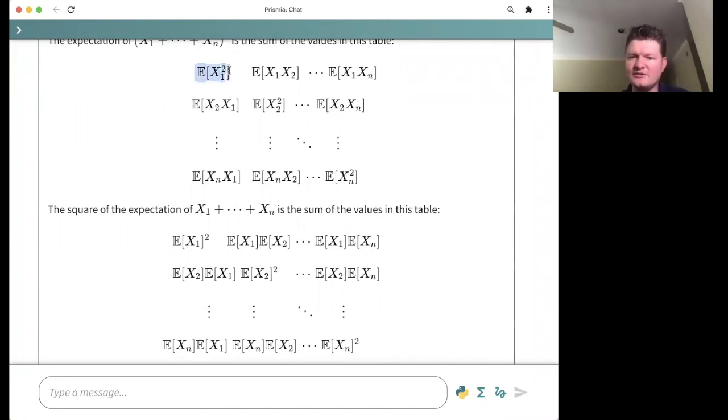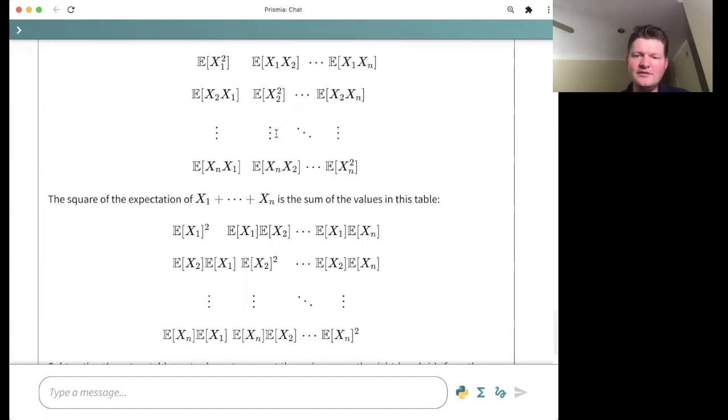You can say expectation of x1 squared minus the square of the expectation of x1. That will give us the contribution of this top left term. Same thing down the diagonal. That's just going to give us a bunch of copies of the variance of some random variables. This is the variance of x1. If we take this term minus this term, that's variance of x1. Second diagonal term is variance of x2, and so on all the way down the diagonal.